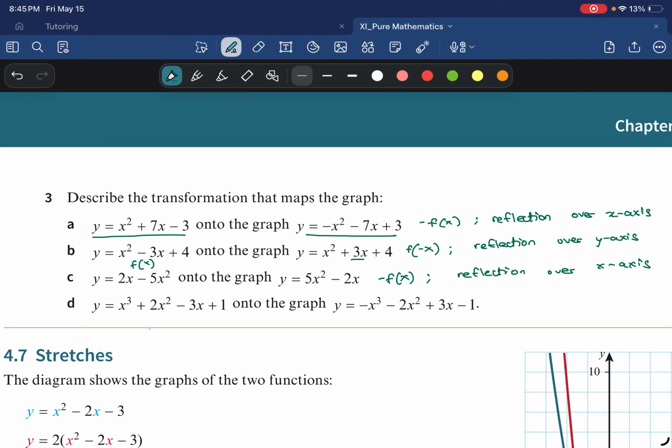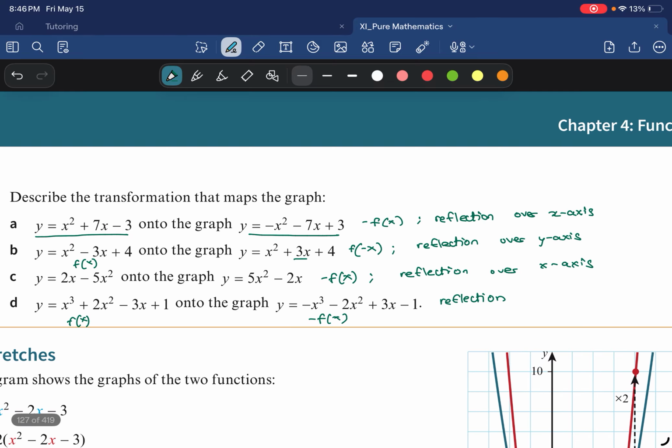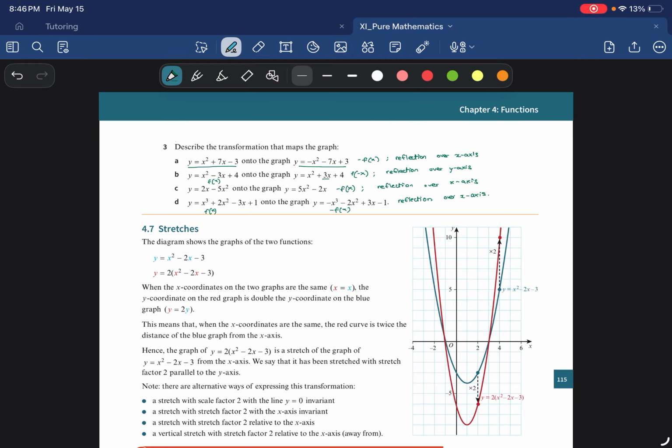And again, I think if this is f of x, then this is minus f of x, because the sign of all the terms has changed. So if it is a polynomial expression and only the sign of the odd power term changes, then it's going to be the y-axis. But all the terms have changed their sign, so this is going to be a reflection over the x-axis again. And we're done with this topic. All right.